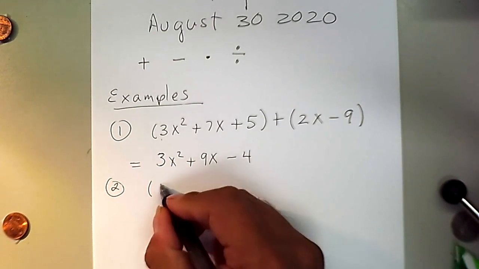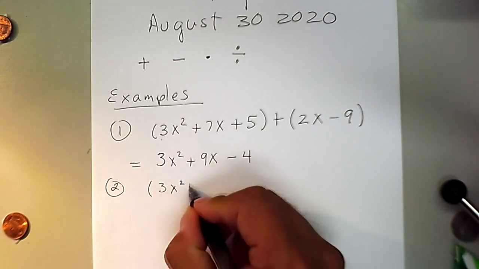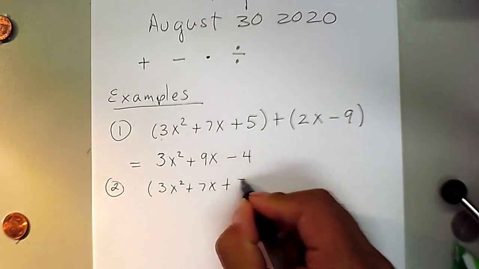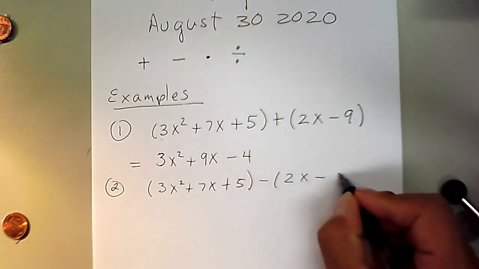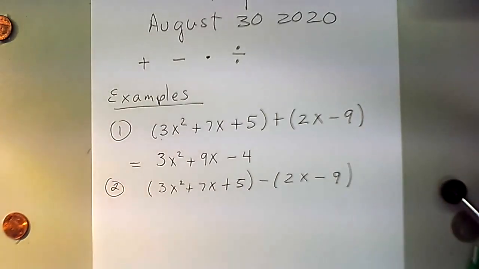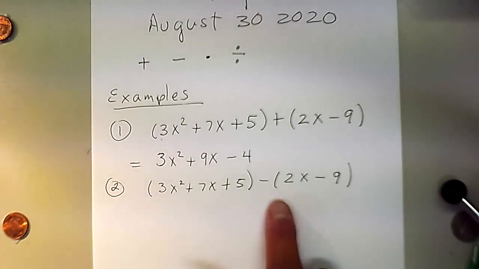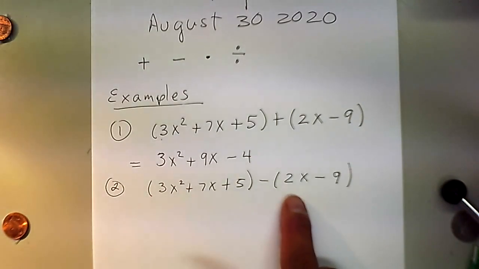How do we subtract two polynomials? Simply, let's have the same exact polynomials. Just remember to distribute the negative over the polynomial we are subtracting.